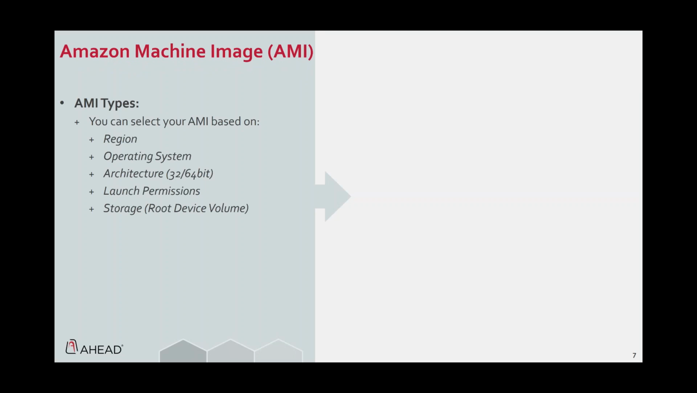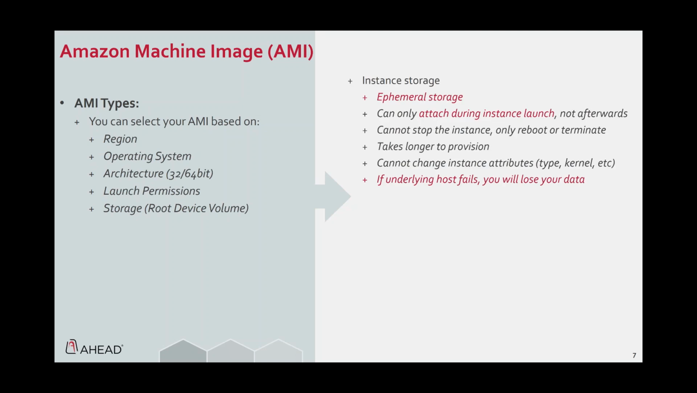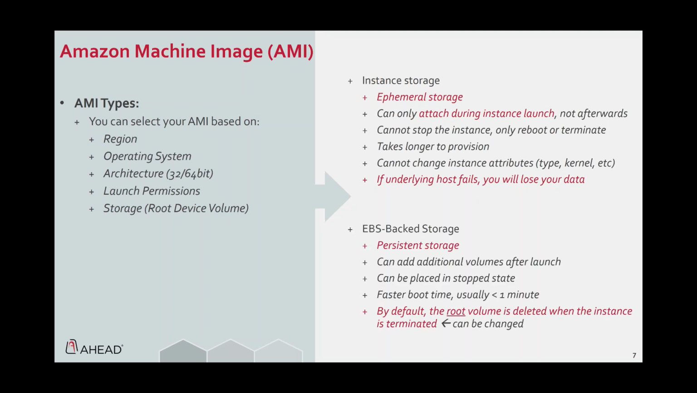So, keep on with AMI here. You can select it based upon the region again, obviously the operating system, Windows, Linux, what have you, architecture, 32 or 64-bit, launch permissions, and storage. On the storage piece, I thought it was important just to call this out. I know this isn't necessarily a storage conversation, but it blends in with the machine images here: the differences between instance storage and EBS-backed storage.